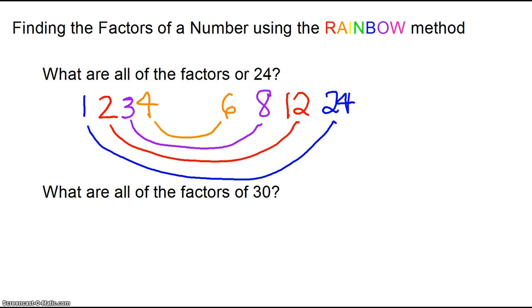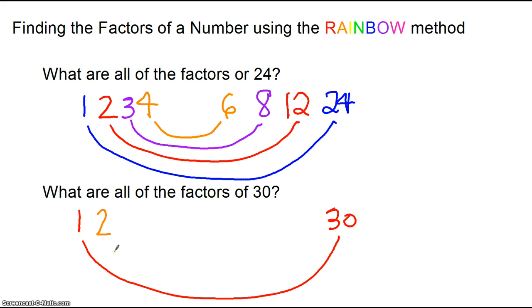Let's try one more for 30. What are all the factors of 30? So I'm going to start with 1 and 30. I'm going to draw my rainbow. If I'm writing, you should also be writing. I should see rainbows on every single one of your papers when I come back. So I have 1 and 30. The next number I start counting with is 2, and I ask myself, what times 2 is 30? 15. Draw my rainbow. I'm going to go in the right color order this time. Then I have 3. What times 3 is 30? 10.